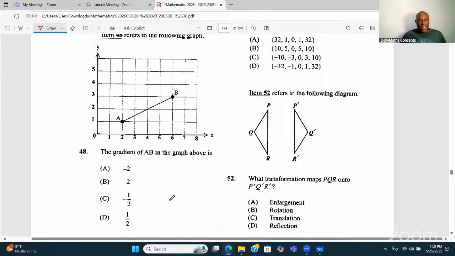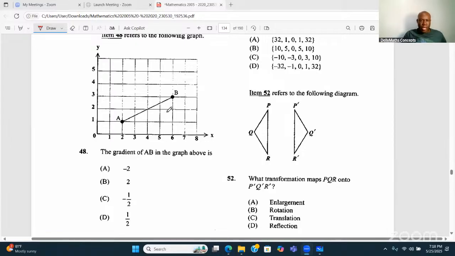All right, 48 now. Let's look again. What is the gradient of AB? Come on, people. I'm waiting on you. What is 48, people? All right. It's like some people are sending answers in the chat, maybe, I'm not sure. All right. Let us check it out.